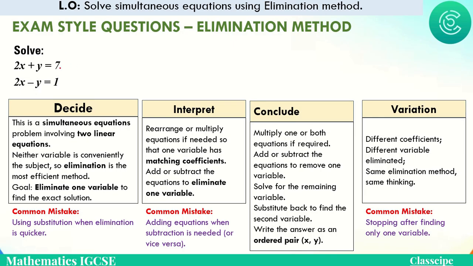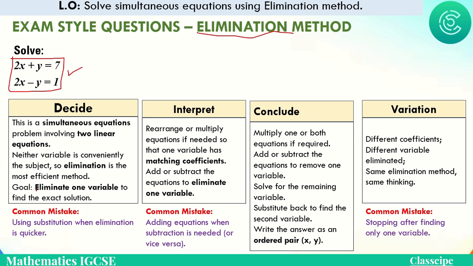Now this is an example: 2x plus y equals 7, 2x minus y equals 1. If you see this simultaneous equation, in both of the equations you don't have a subject variable. So if we see this kind of question, we are going to use elimination method. This is a simultaneous equation problem involving two linear equations. Neither variable is conveniently the subject, so elimination is the most efficient method.